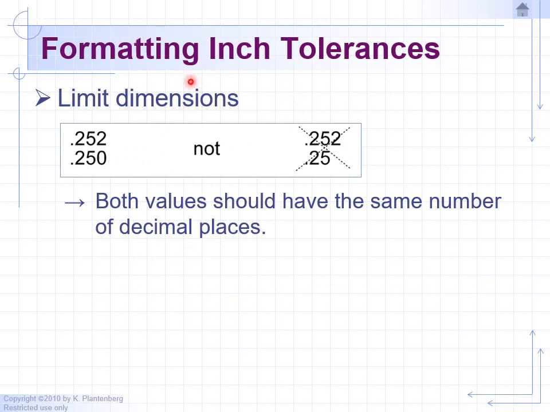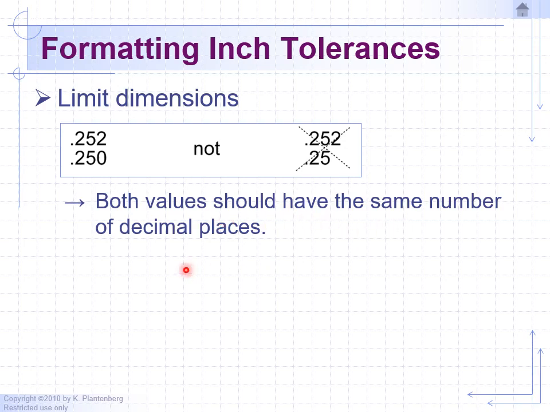Same for limits. You have your max and minimum limit. They should also have the same number of decimal places. Here's the incorrect way. This has 3 and this one only has 2. They have to match as shown on the left.